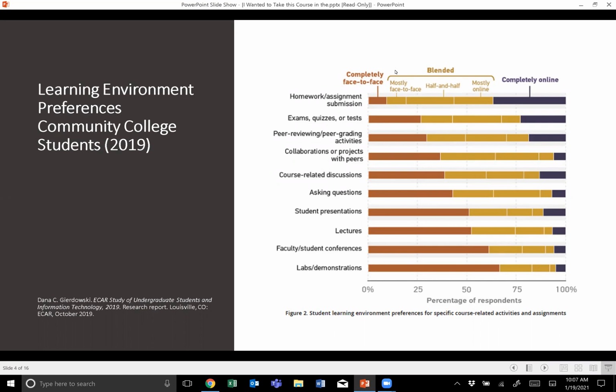But the ones that I was interested in were asking questions, the presentations, the lectures, and faculty to student conferences. This is an interesting one to me, because what I'm seeing in this is that they want one-to-one. And so is there a way that I can recreate that in the context of our course time?